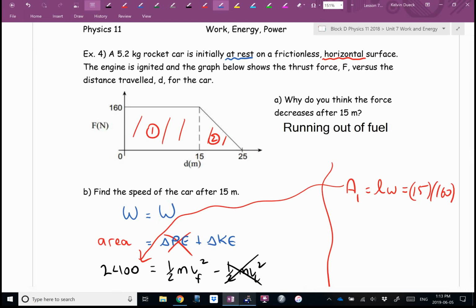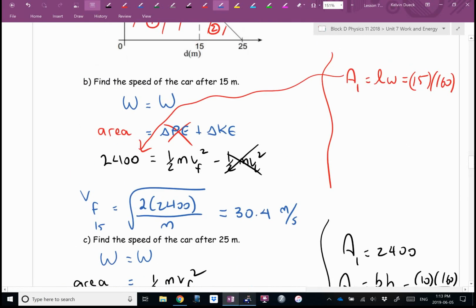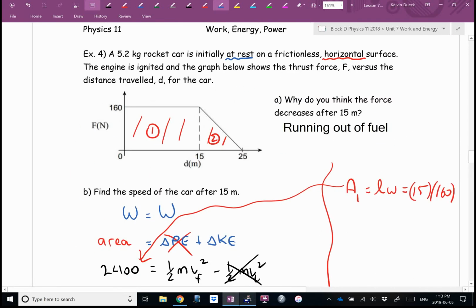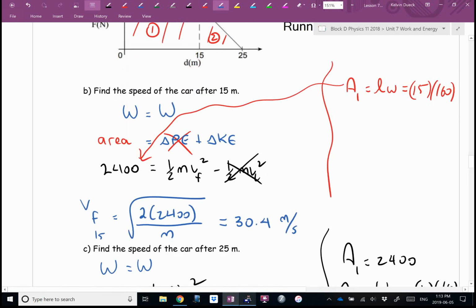The work-energy theorem, really nice because it unites work, force, distance, and energy, potential and kinetic. There's almost certainly going to be a question on your test where I give you a force versus distance graph, and I ask you to figure out how fast something is going from that graph. It'll be the area equaling the change in potential plus the change in kinetic.